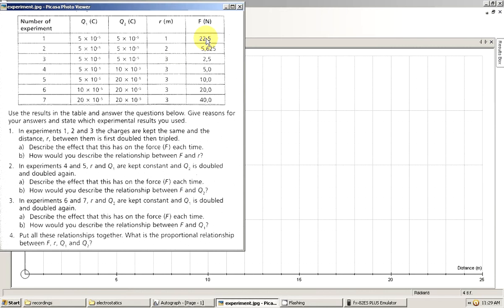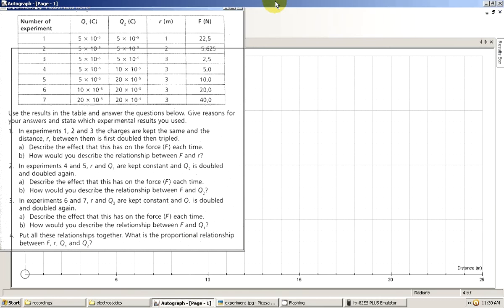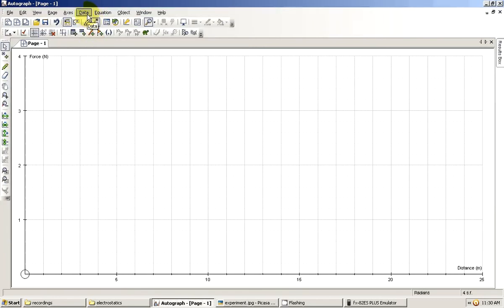The electrostatic force was 22,5 newtons, 5,625 newtons, and 2,5 newtons. We've got the table here, but the best way to investigate what type of relationship it is, is to actually go and graph it. So let's go and graph that.